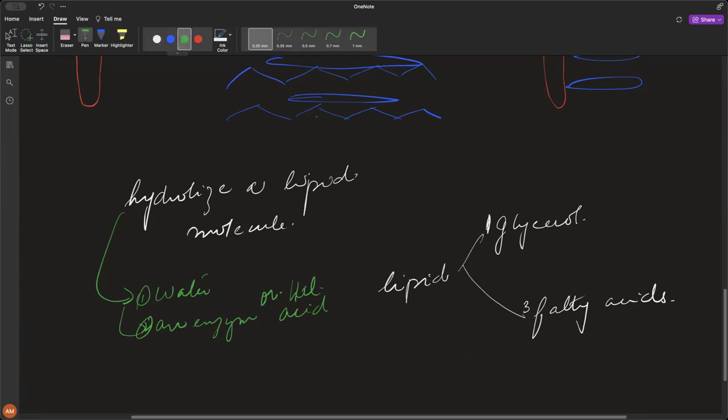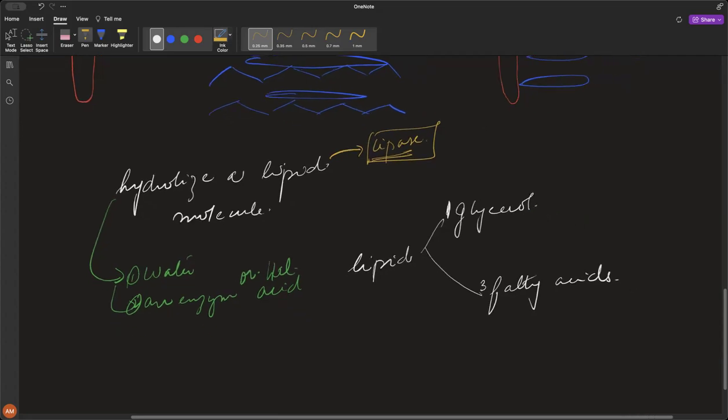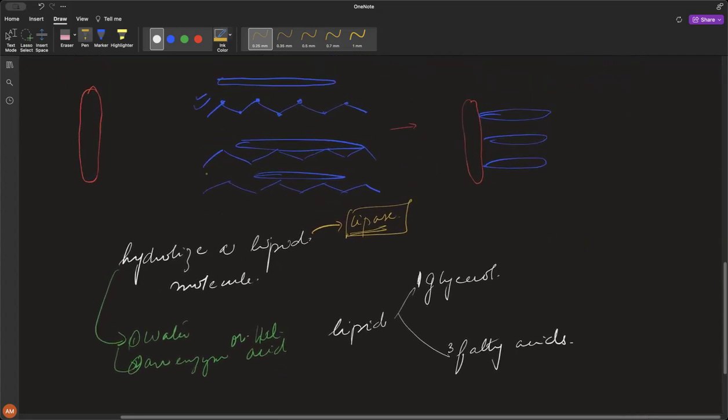The enzyme that is used to hydrolyze lipid is lipase. Is this clear up to now?